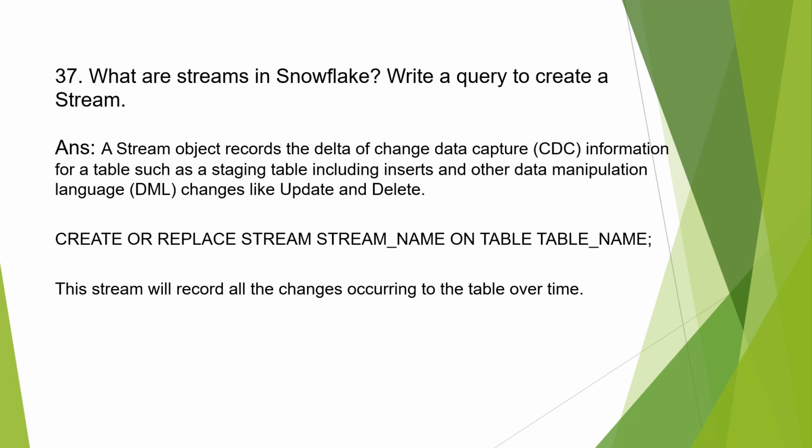And for creating a stream, the syntax is like create or replace stream, stream name, on table, table name. Suppose if I want to create a stream, employee stream, on my employee table: create or replace stream stream_employee on table employee. Okay, so this stream will record all the changes occurring to the table over time, and whenever we are done with applying the same changes to the target object, then these changes will go off. Okay, we'll see that in the next slide. Next question.